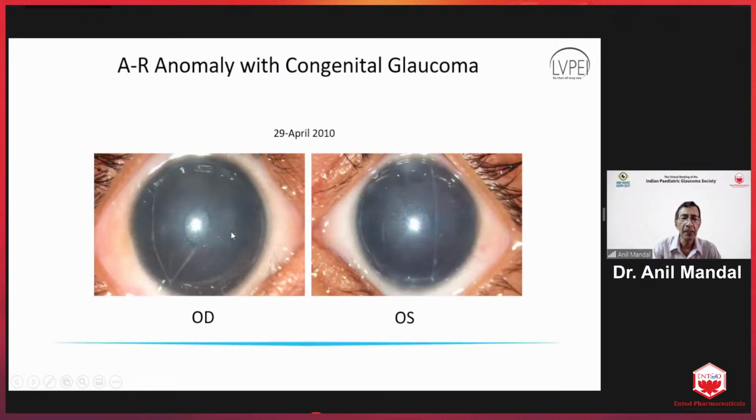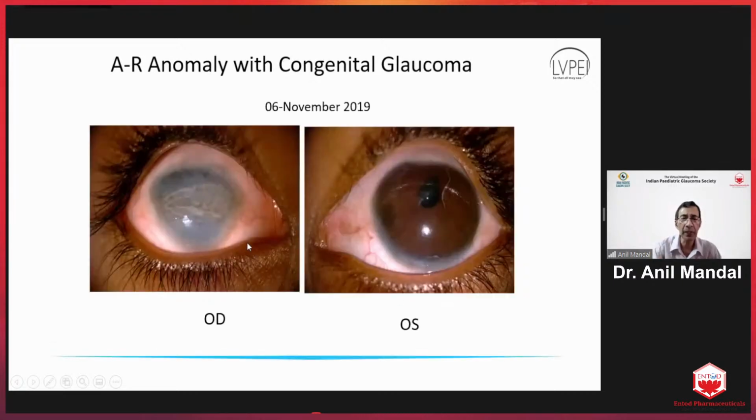Here is the preoperative appearance of the eye, right eye versus left eye. You can see the Schwalbe's line, and you can see how the Schwalbe's line has detached from the periphery towards the center of the cornea. This is the appearance when the eye became buphthalmic after injury. This is the appearance a few years after surgery. You can see the Schwalbe's line lying here.